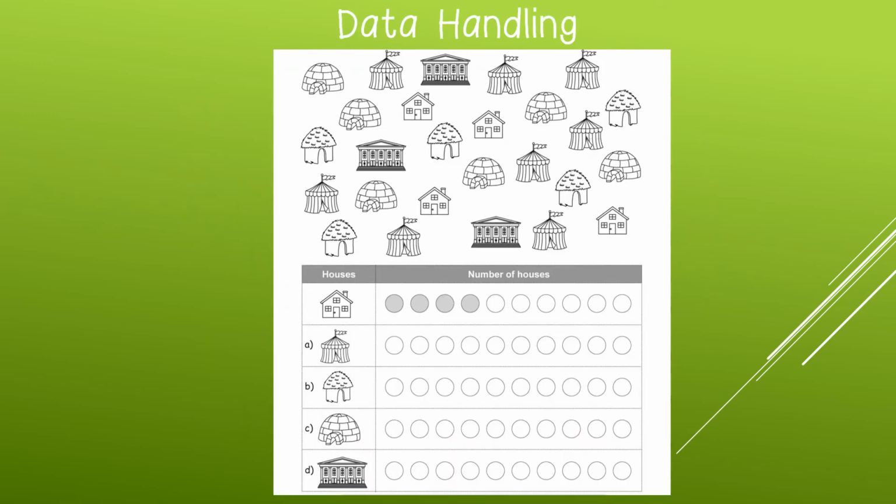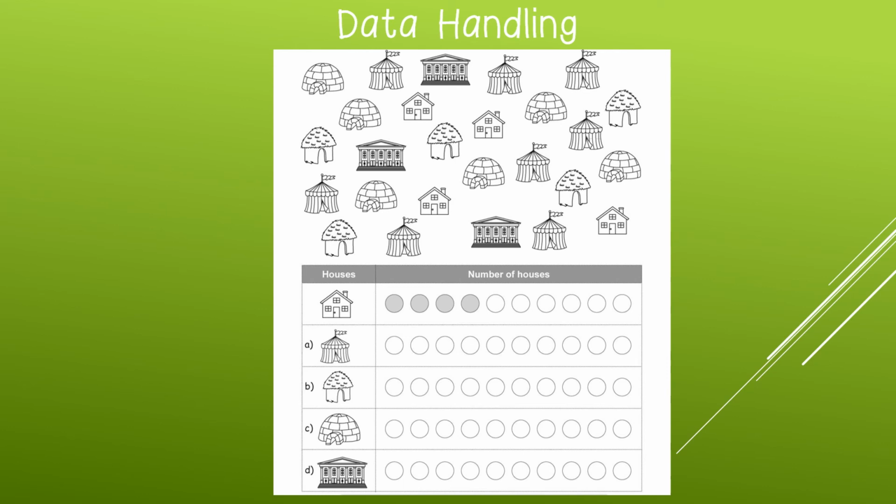Let us look at a simple data or data handling activity. So data or data handling means that we are going to organize and sort out objects into groups. So here we have different types of houses. Now the first one has already been done for us. This looks like a normal house that you and I live in, and it shows that 4 circles have been shaded in, meaning that in this picture there are 4 houses. 1, 2, 3, 4, and that is correct.